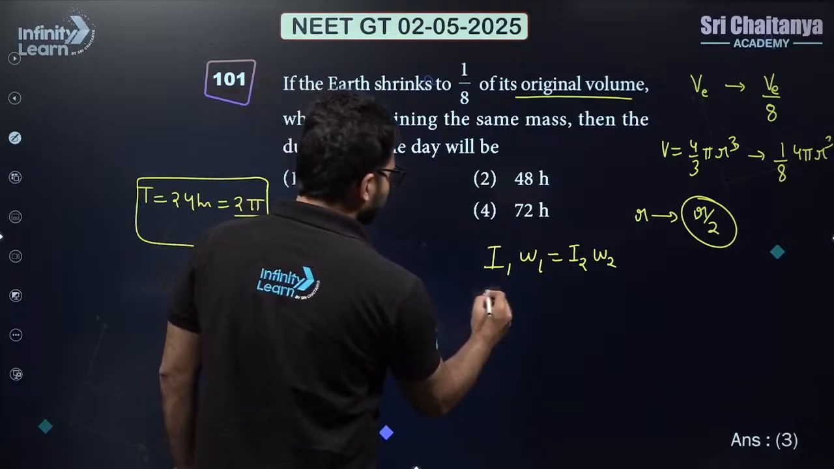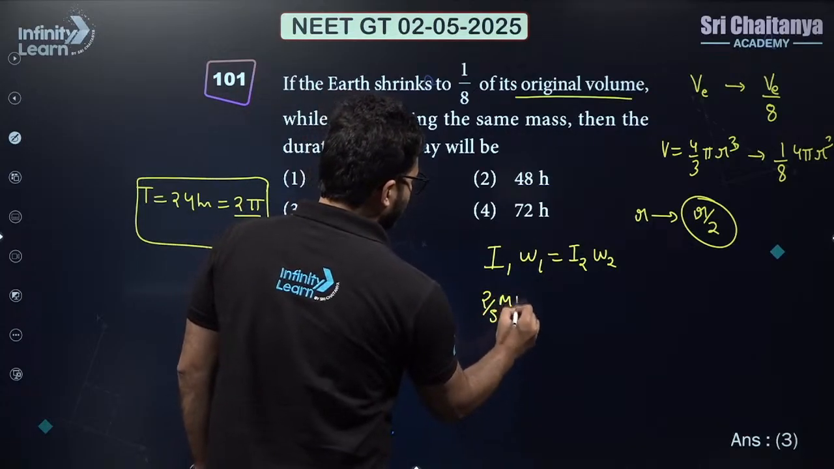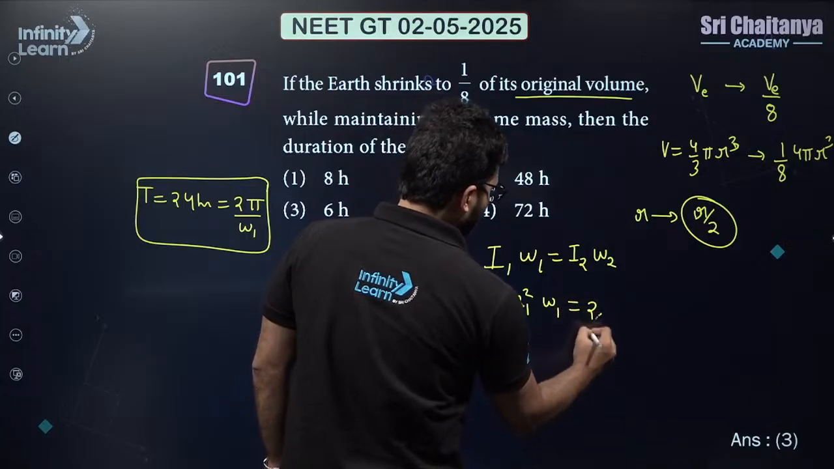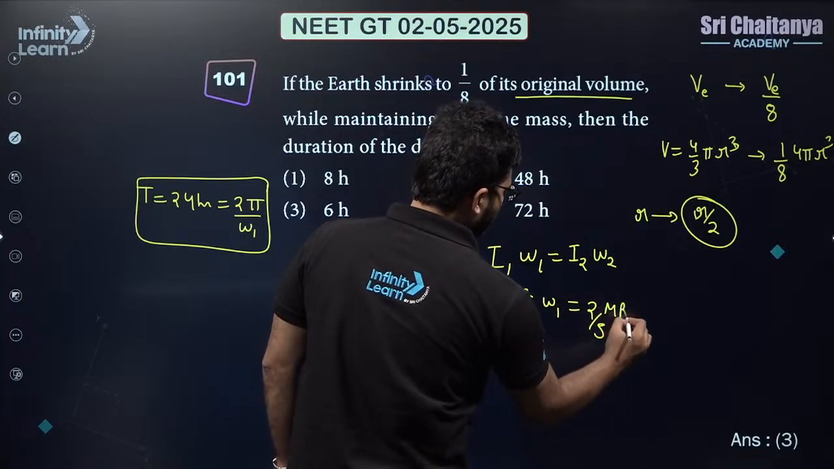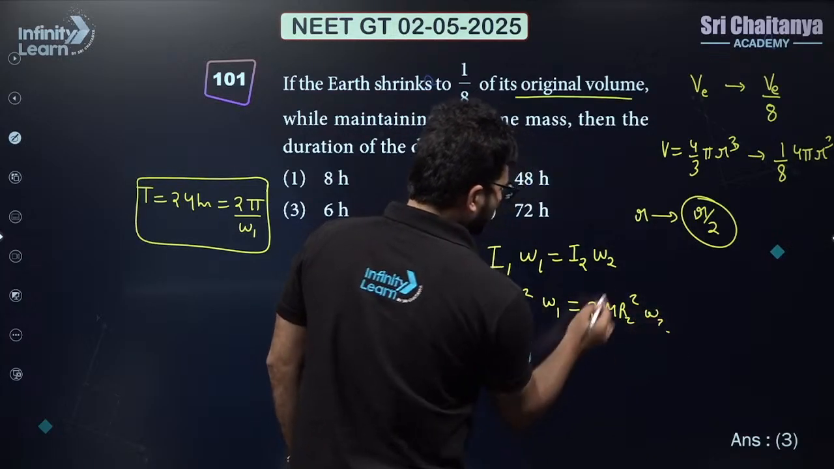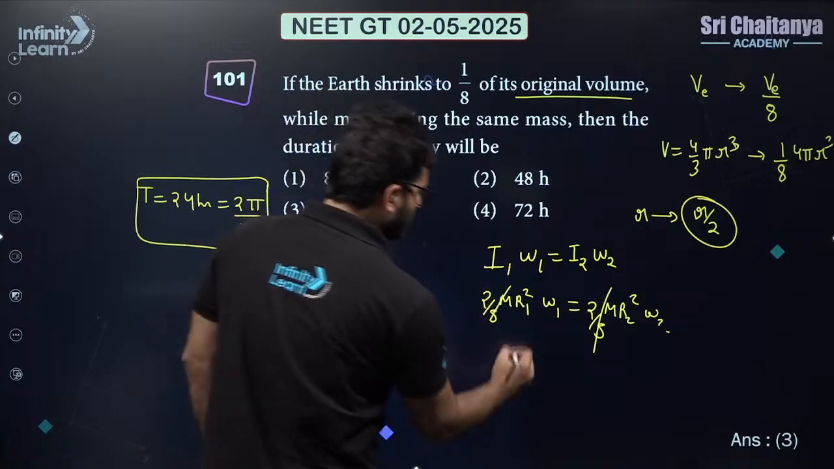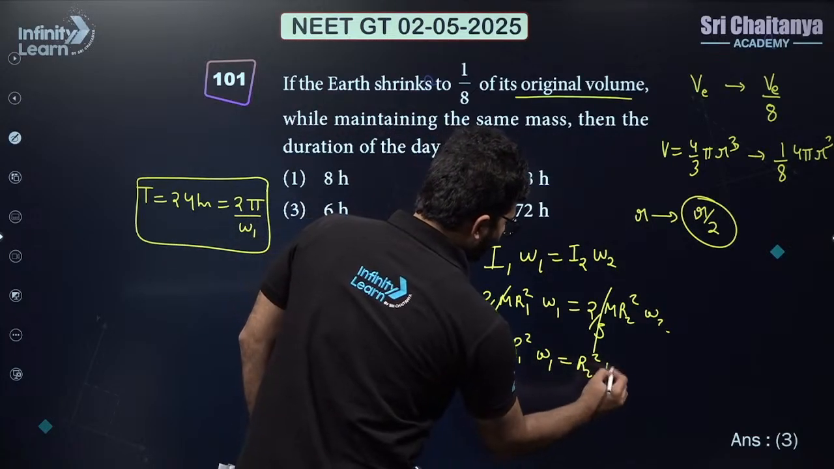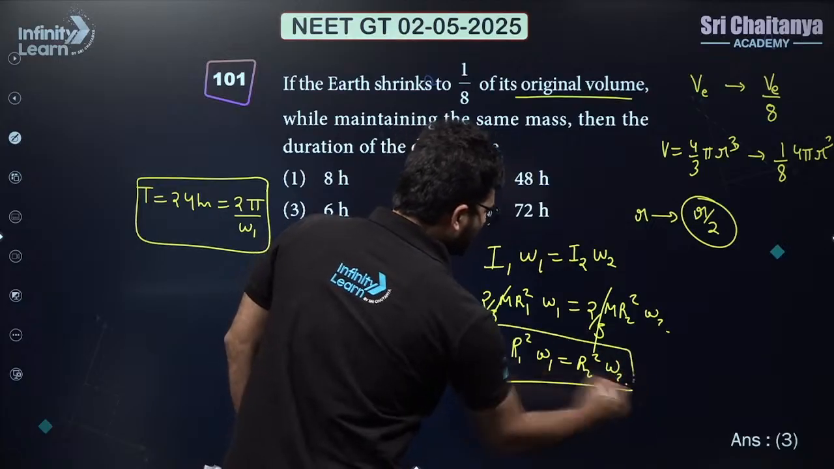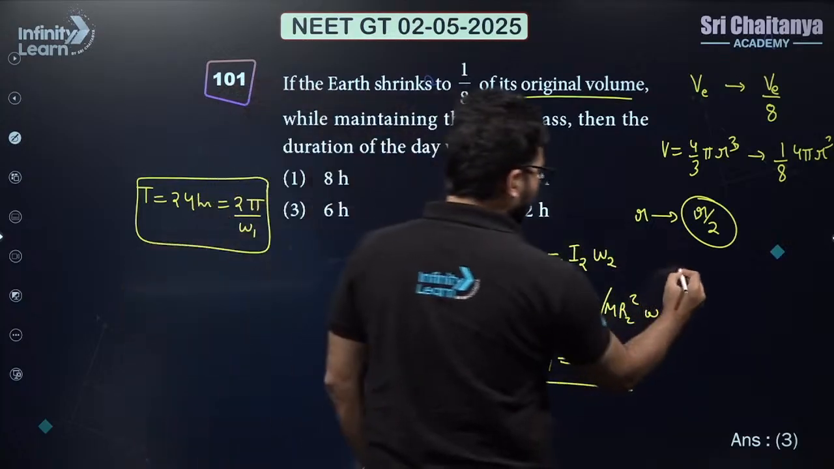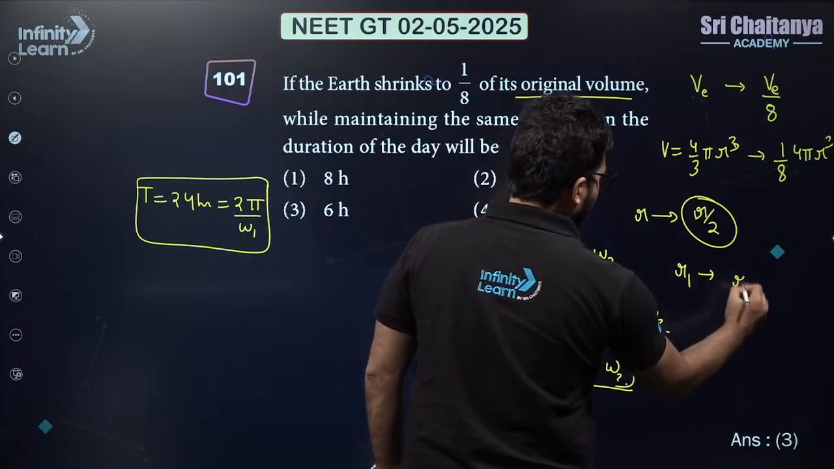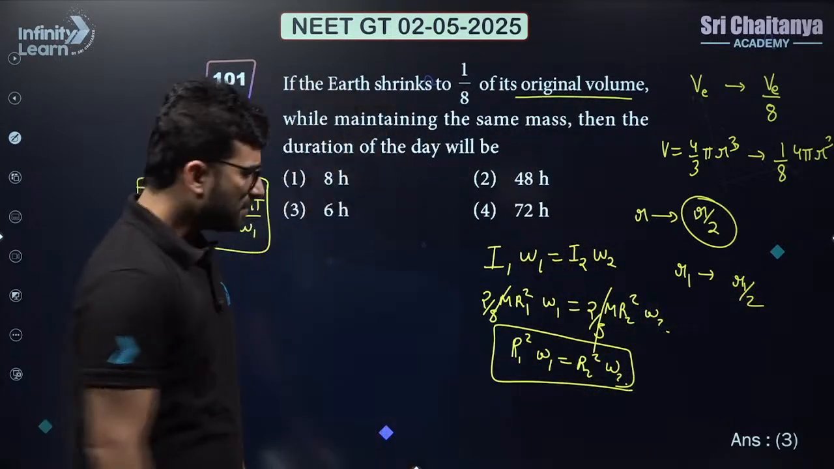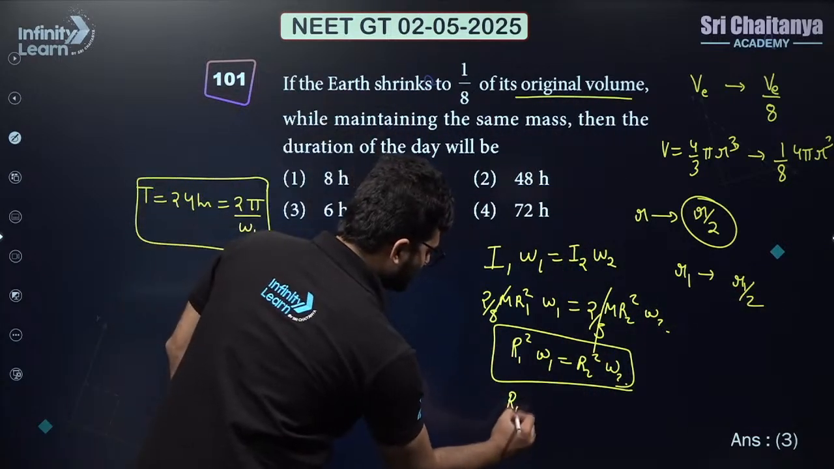So what is I of Earth? That is 2 by 5 m r squared, right? I1 omega 1 is equal to 2 by 5 m r2 squared omega 2. So 2 by 5 you can cancel. So r1 squared omega 1 is equal to r2 squared omega 2. Using this relation, you know what r1 and r2 are. This is r1 and r2 is basically r1 by 2. Yes or no? Correct?